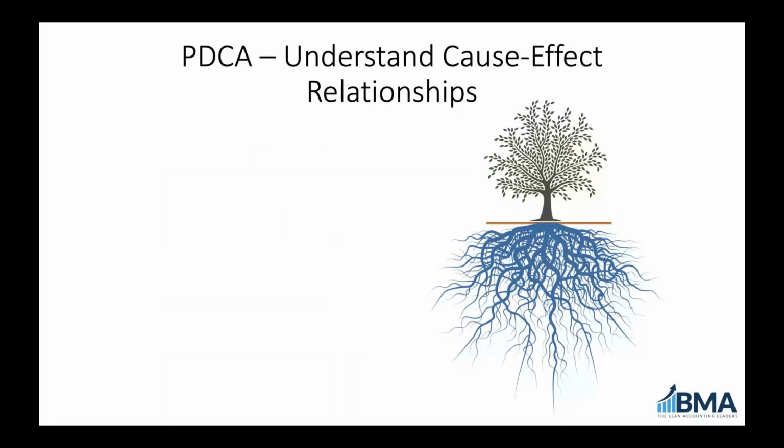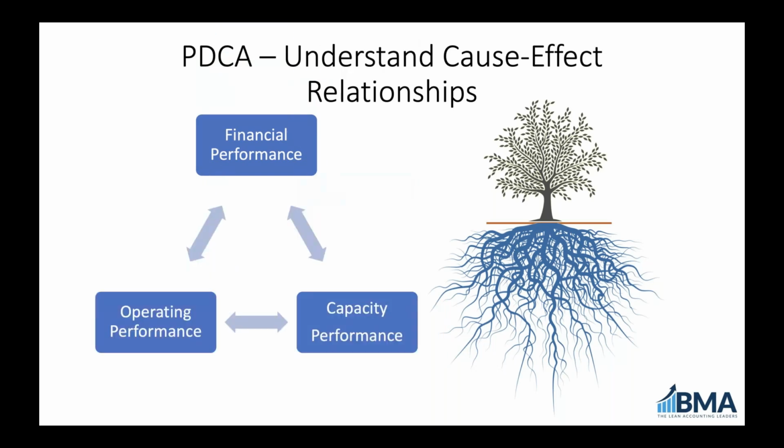We talked about plan, do, check, adjust, and lean problem solving. One of the objectives of a lean management accounting system is to help people better understand the links between financial performance, operating performance, and capacity performance, cause and effect. And these relationships are very, very dynamic. They're not static. I want to say they're not linear. You really have to understand, and they can change over time. They can change depending on the analysis you're doing.